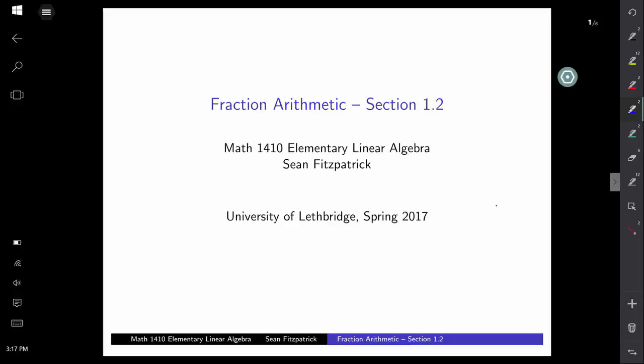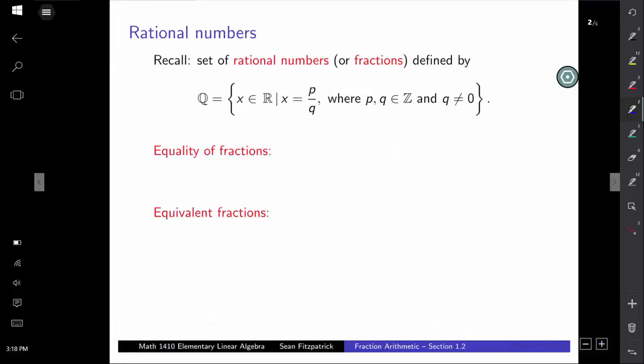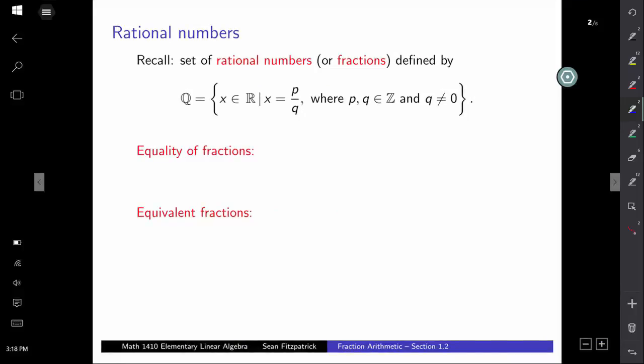Now, most of the time when we're working in Math 1410, when we're dealing with real numbers, we won't have to worry too much about irrational numbers. Most of the time we're going to be dealing with rational numbers. So remember that rational numbers are real numbers that can be written in this form here, P over Q, where P and Q are both integers, and Q is not equal to 0. So the rational numbers are simply your fractions.